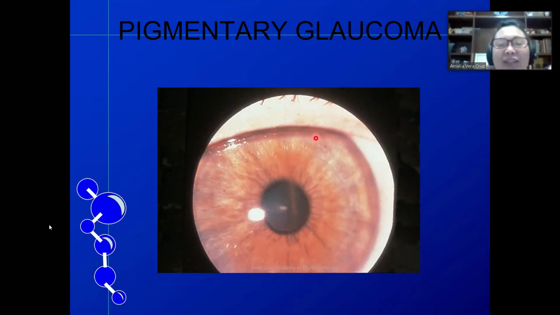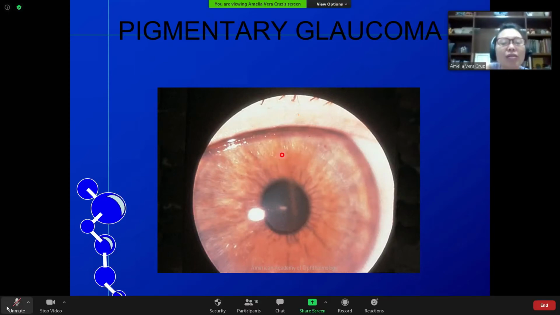Nakikita na siya sa may iris na. Nasa anterior na ang deposition. Nag-ano na rin siya sa periphery. Tingnan mo naman ang kanyang periphery. But the iris here is already pale. Parang wala na, konti na ang kanyang pigments. Kasi nandun na sa periphery lahat.